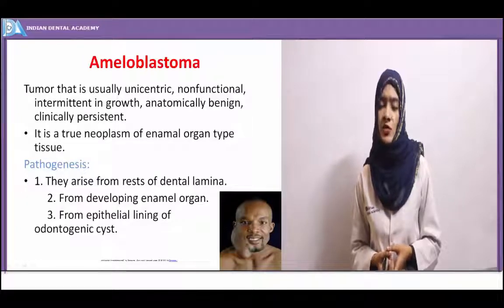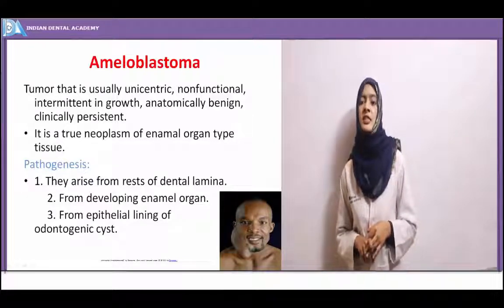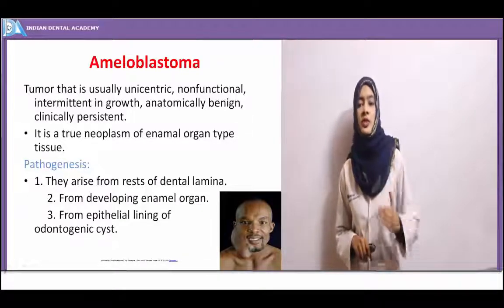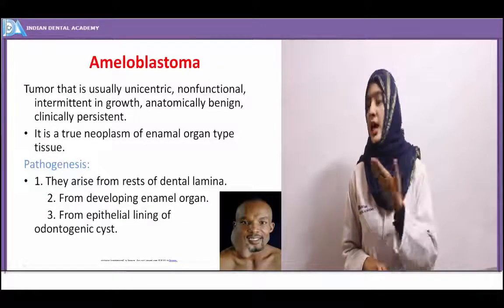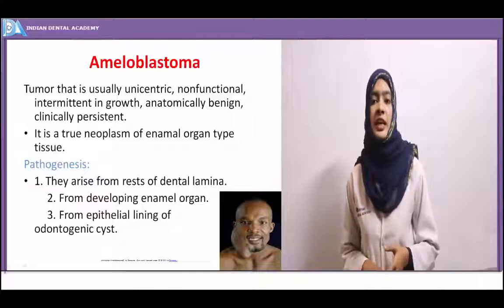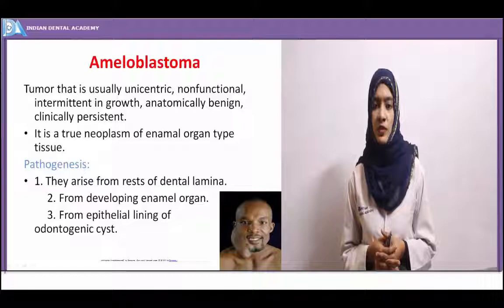So it's a true enamel organ type tissue, and the pathogenesis of ameloblastoma is the involvement of the cell rests of dental lamina, the developing enamel organ, or the epithelial lining of odontogenic cysts. All these are contributory factors which give rise to cells that proliferate, such as the epithelial rests of dental lamina, leading to outgrowth of the tissues.